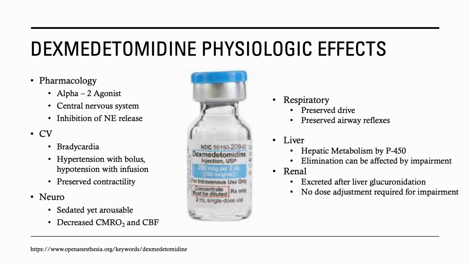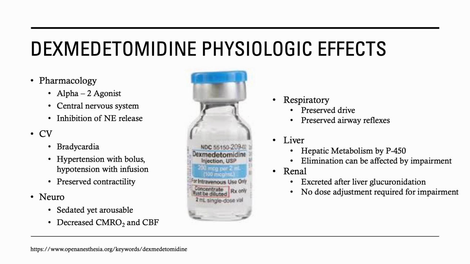All right, dexmedetomidine physiologic effects. So this is Precedex. It is a medication that we find in all of our Pyxis machines. It's not maybe something that you learned about quite a bit in med school or in internship, and so I understand why some of you may have missed questions about it, but we use it pretty often, so it's important to understand how it works and some of the effects. So from a pharmacologic standpoint, it's an alpha-2 agonist. It works on the central nervous system by inhibiting norepinephrine release.